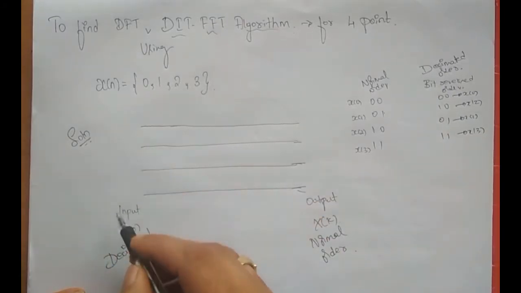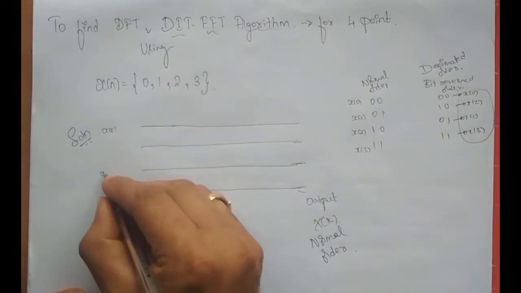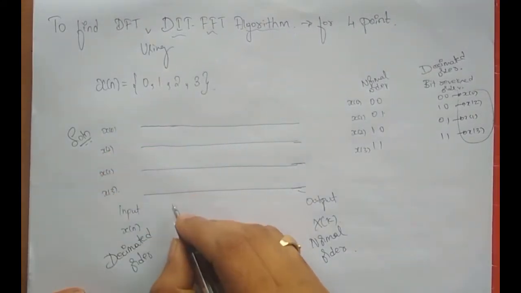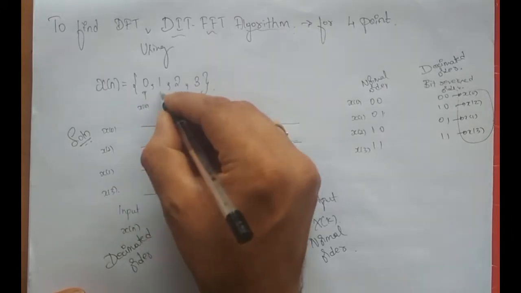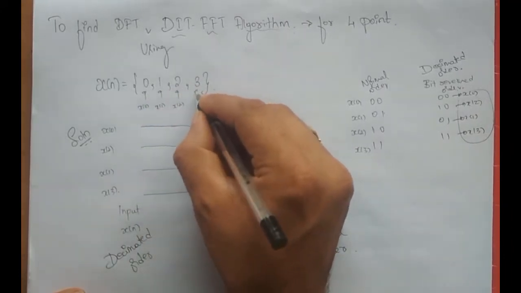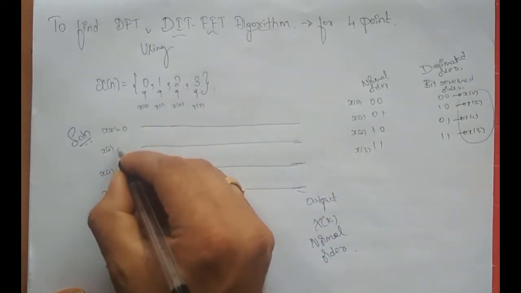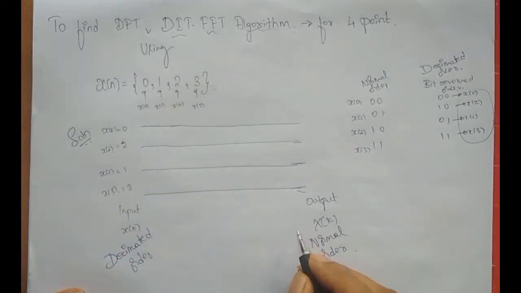So the decimated order is something like this. So this is x of 0, x of 1, x of 2 and x of 3. This sample is x of 0, this sample is x of 1, this sample is x of 2, and this sample is x of 3. So x of 0 is 0, x of 1 is 1, x of 2 is 2, x of 3 is 3.